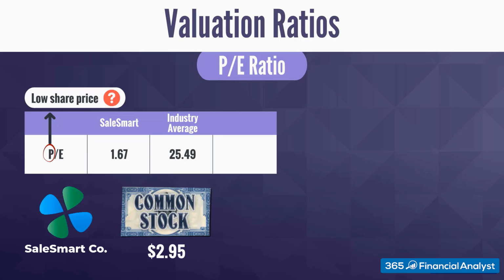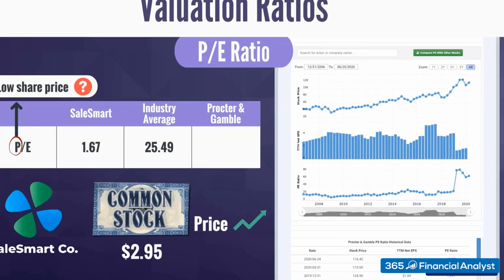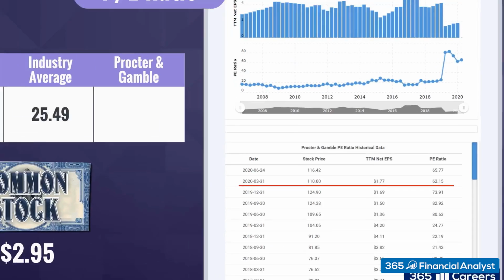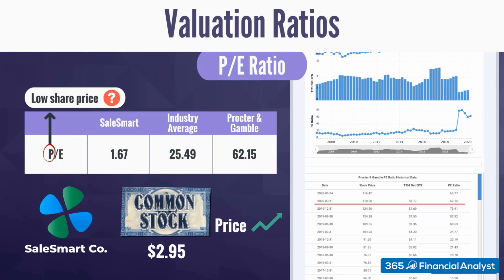Based on this information, we may expect that, all else being equal, SalesSmart's share price will keep up with the industry norms in the future. Besides, you can look up the latest price multiples of a particular company within a given sector. For example, this is how Procter & Gamble's price-earnings ratio evolved in the last decade. At the time of our analysis, P&G price multiple is 62.15. This type of analytics helps financiers determine where a firm stands as compared to its competitors.